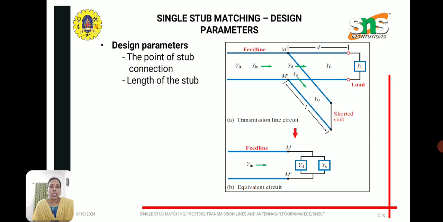These are the design parameters. The first one is the point of stub connection, which is taken at a distance d from the load, and the second is the length of the stub. The first diagram shows the transmission line circuit and the second diagram is the equivalent circuit. It is given by the feed line and the stub, and the load is taken as admittance values because of the parallel connection.